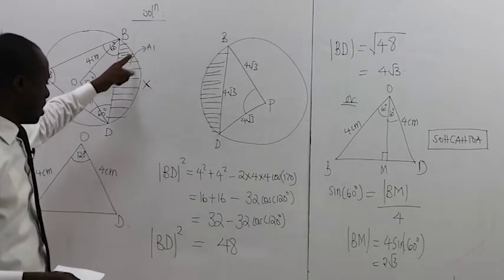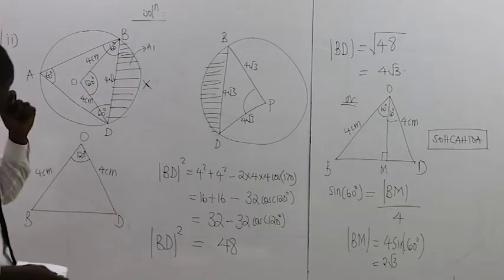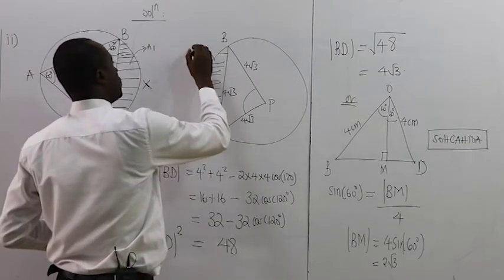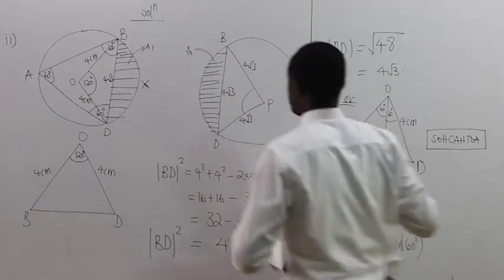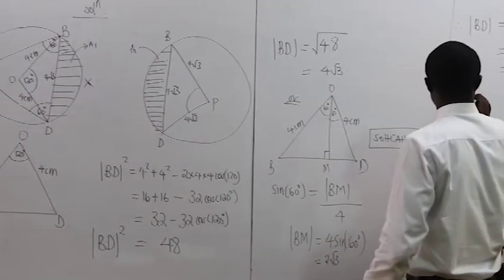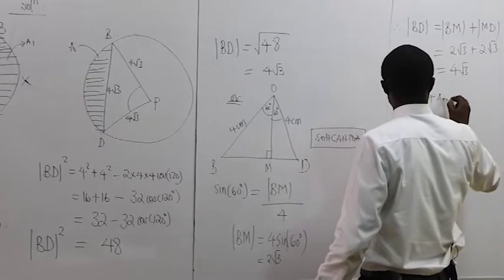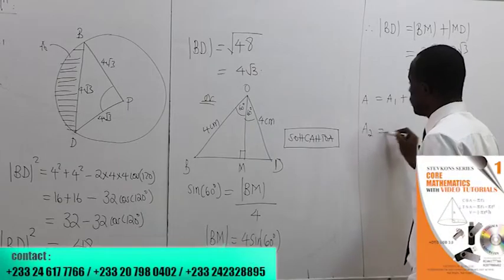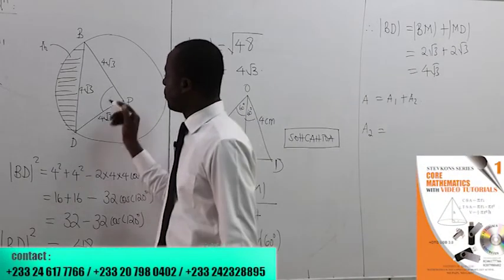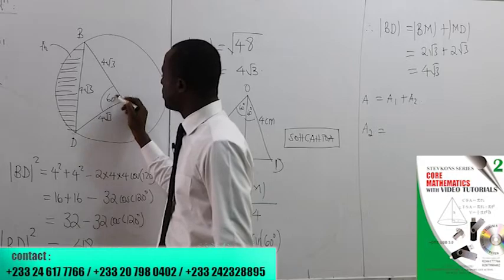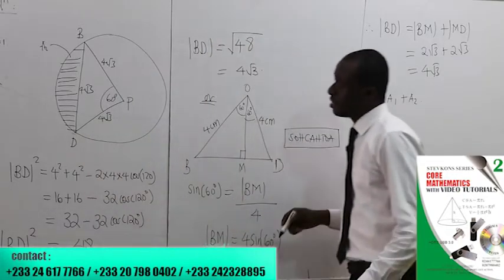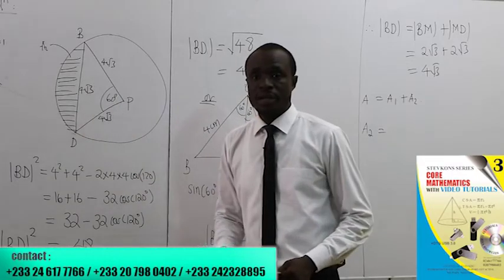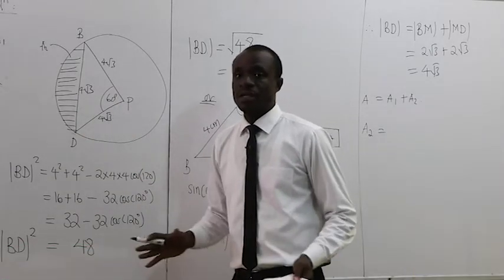So we know our A1. Have we worked for the A1 already? Yes, we worked for the A1 already. So we need to know our A2, because the total area of the segment will be A1 plus A2. Now, how do you find the A2 over here? Do you know the angle? Yes, the angle here is 60 degrees. Why the angle there is 60 degrees? Because we have 4 root 3, 4 root 3, 4 root 3. It is an equilateral triangle. All the angles are equal to 60.